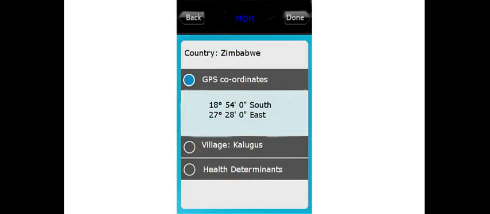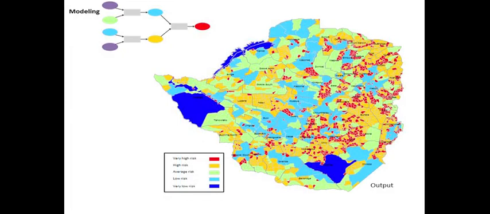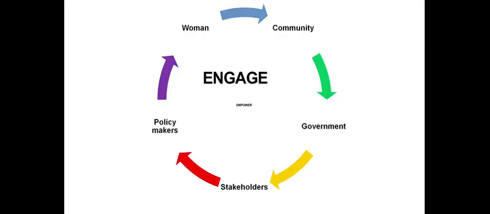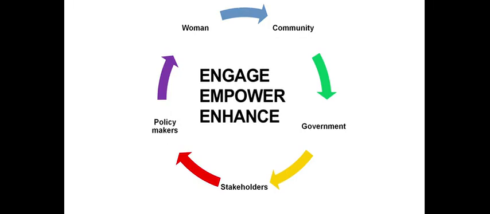MOM uses GPS coordinates, geographical information systems, and geospatial mapping of these determinants to produce local and regional specific information. Therefore, MOM predicts and maps a community's unique risk of maternal complications and death. This empowers communities and countries to take targeted and individualized actions to reduce the risk. With your support, MOM will save moms.